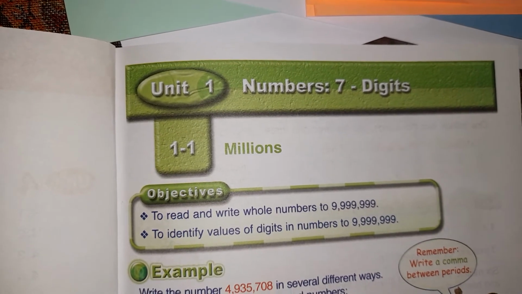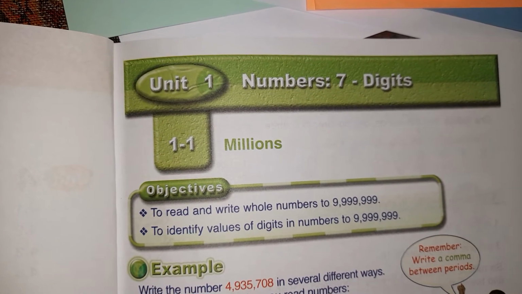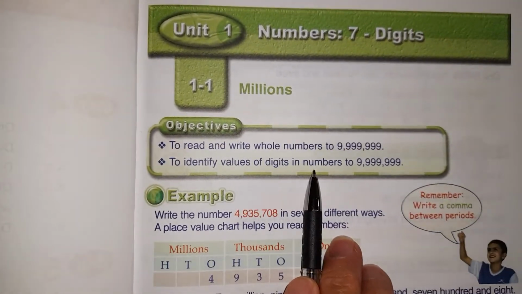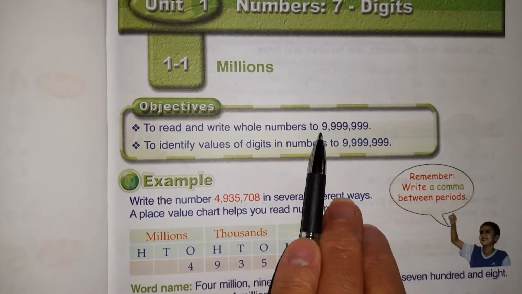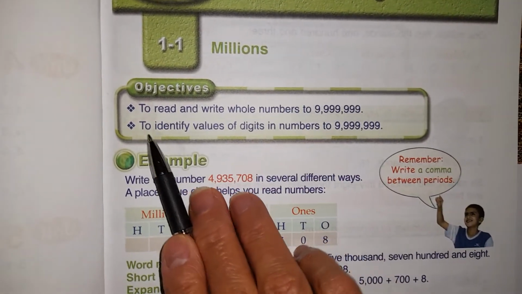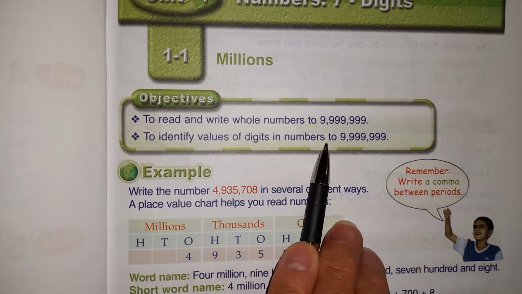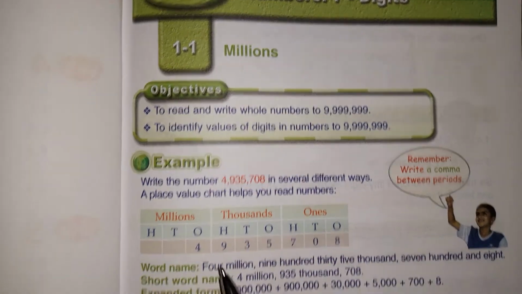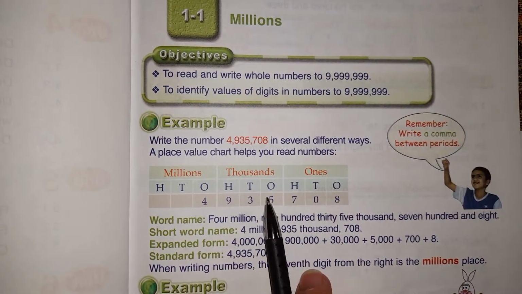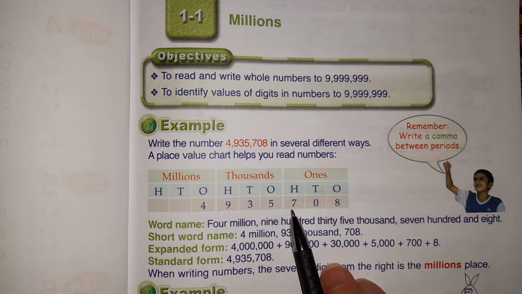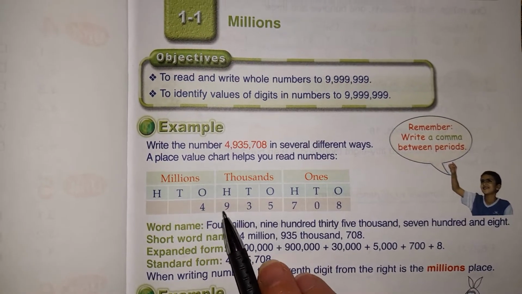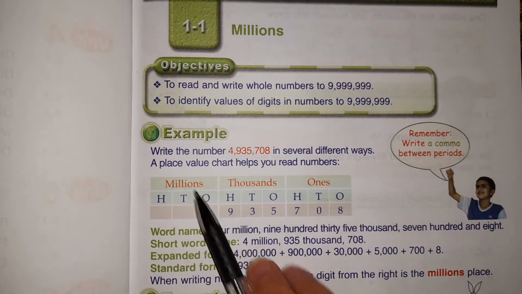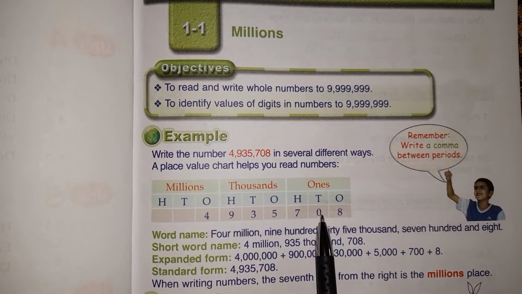Our lesson today is the second part of our lesson last week, millions to 7 digits. My objective in this lesson is to read and write whole numbers to 7 digits, and to identify the values of the digit in any place: in the ones, in the tens, in the millions, and like that. If I use the place value chart, if you notice, the ones has 3 digits, the thousand has 3 digits, and in the million you are going to use only the ones in the millions. So you have 7 digits.